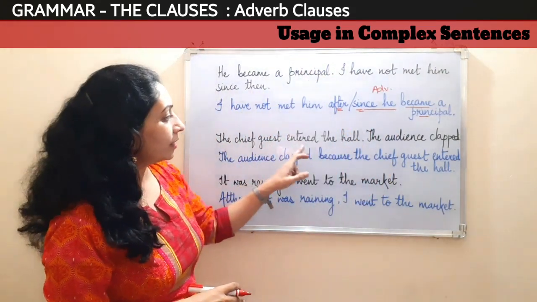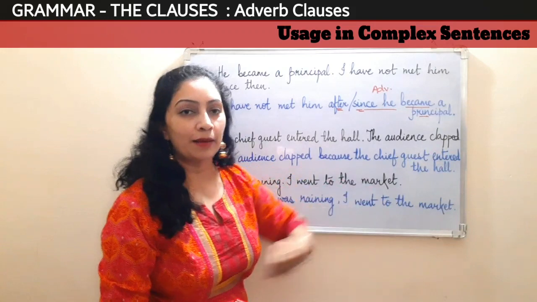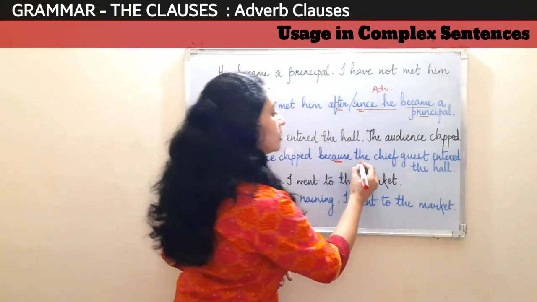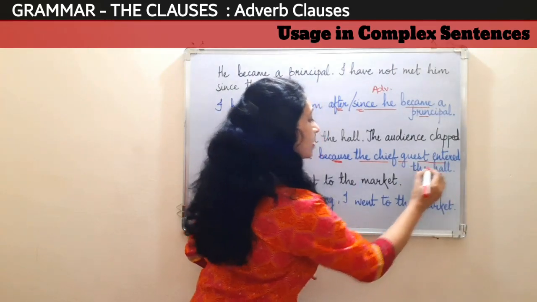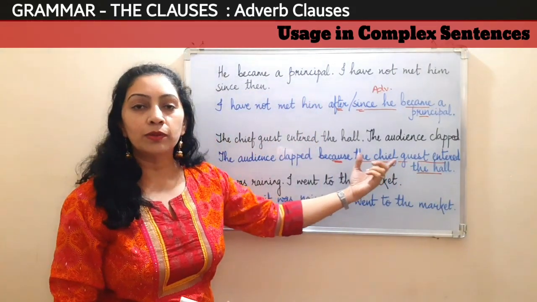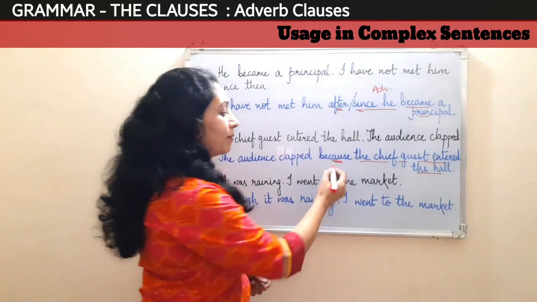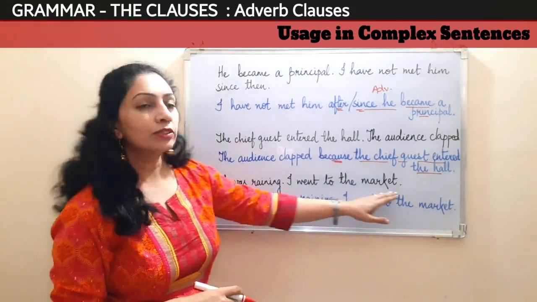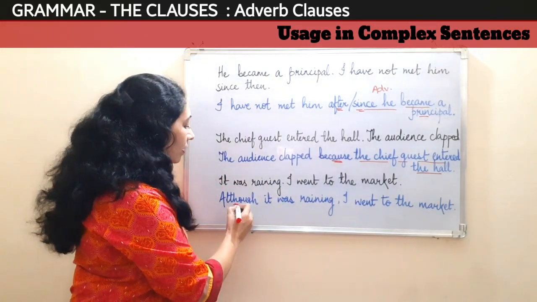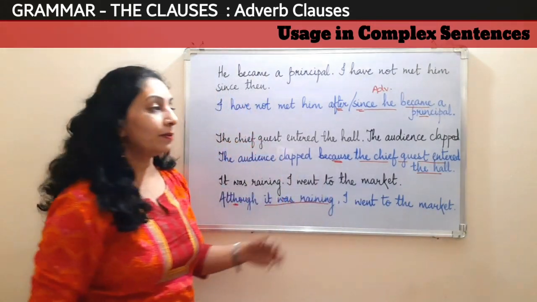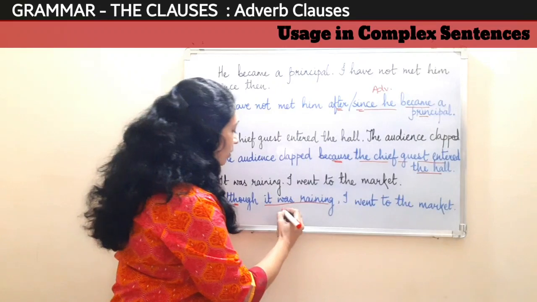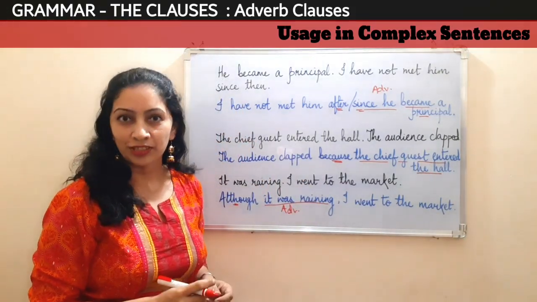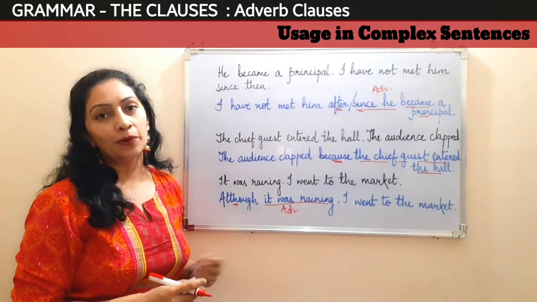The chief guest entered the hall. The audience clapped. The audience clapped because the chief guest entered the hall. So this becomes adverb clause of reason because I am using the conjunction because. It was raining. I went to the market. Although it was raining, I went to the market. So although it was raining becomes adverb clause of concession because I'm using the conjunction although here.